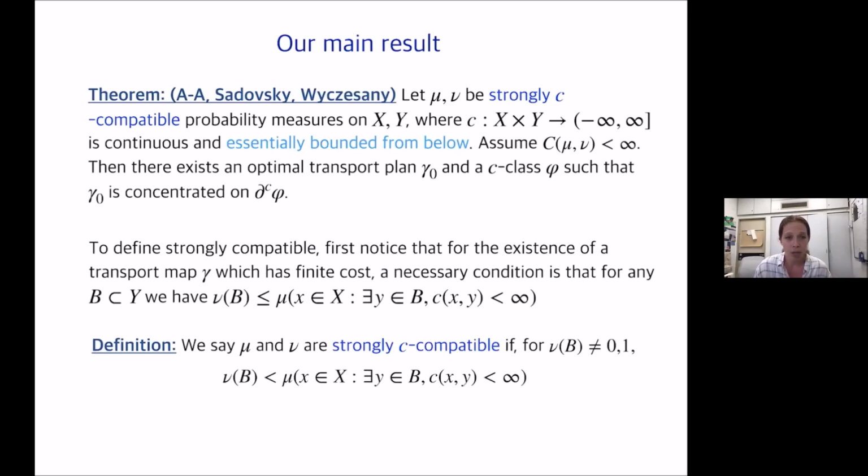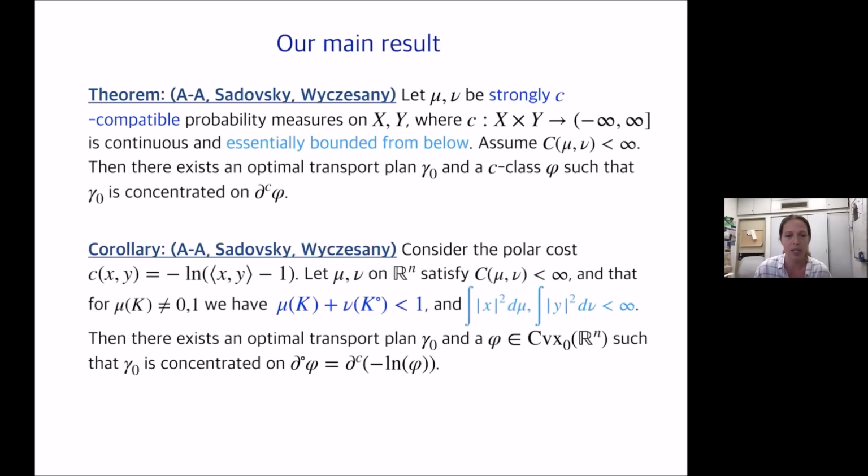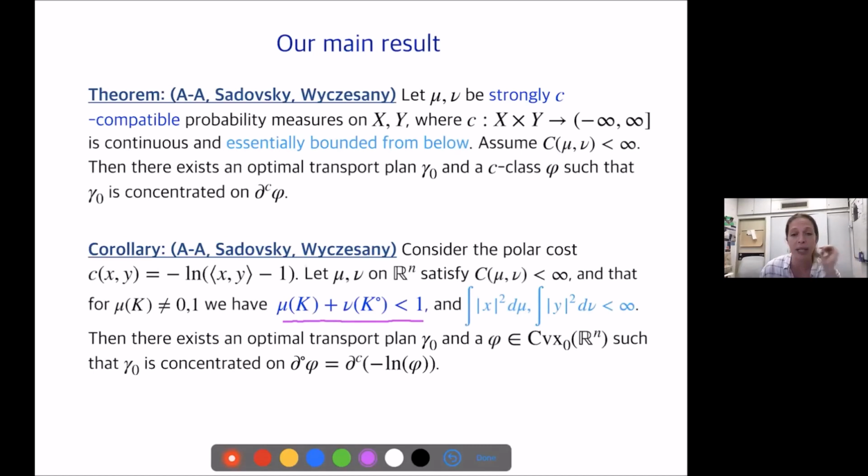Let me write a corollary from this theorem. What happens when you apply this to not just any cost, but this polar cost that I told you was our main motivation. So this is a corollary. Consider the polar cost on Rn. Then given two measures on Rn, such that there is some finite cost plan between them, assume this is strongly C-compatible, and strongly C-compatible here means this funny-looking condition.